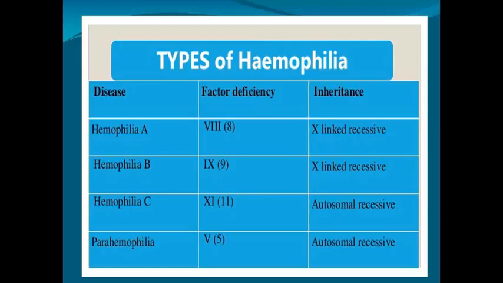Parahemophilia is factor V deficiency, and it is autosomal recessive. Another is autosomal hemophilia, that is one of the subtypes of type 2 von Willebrand disease, a functional deficiency, a qualitative dysfunction of the von Willebrand factor. I will not go into the details of that autosomal hemophilia.